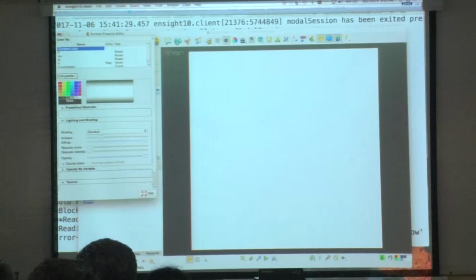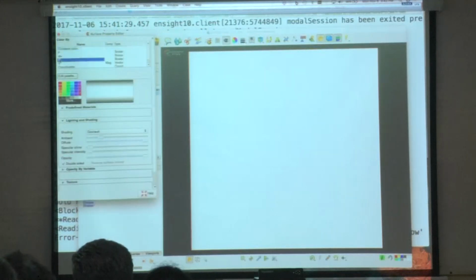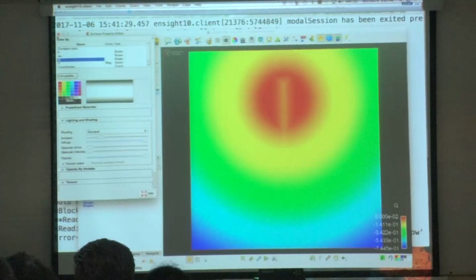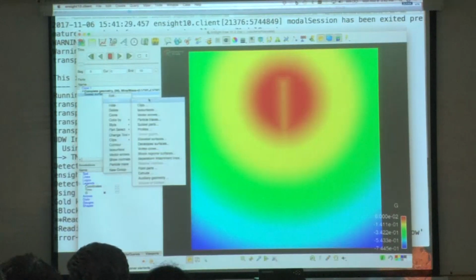Let's take first, oh, let me bring that back. So first of all, we can look at our initial condition. So this G field is what we talked about before. So this is not particularly exciting. Again, it's important to understand that this is essentially an elevation map as a function of space.